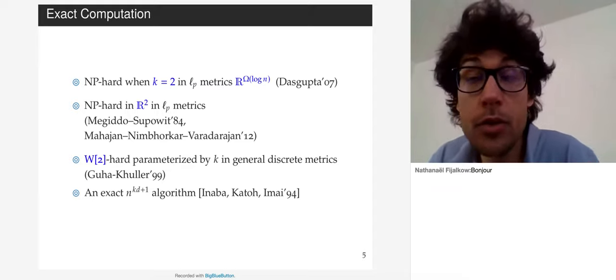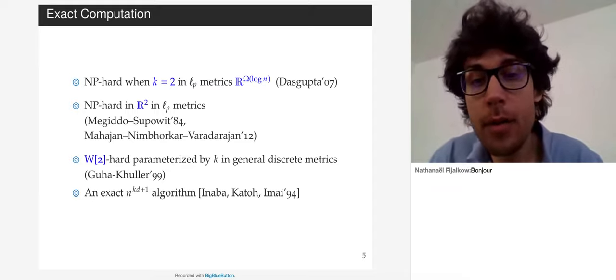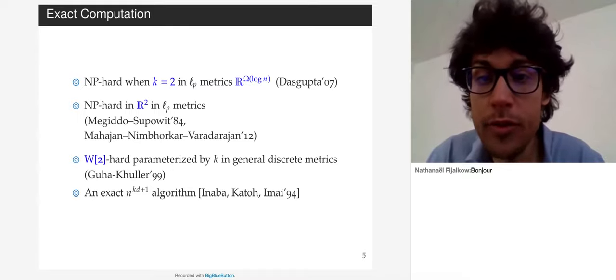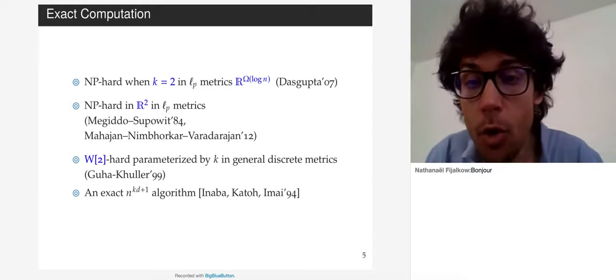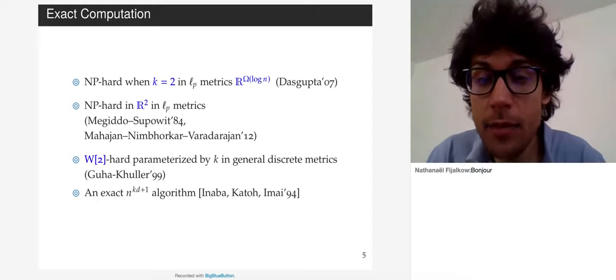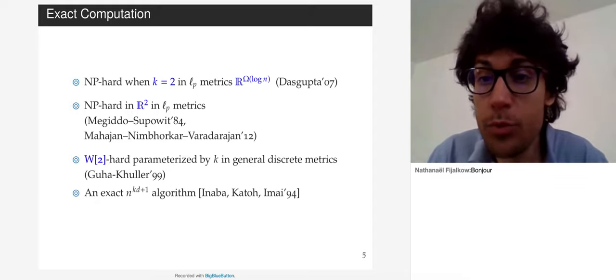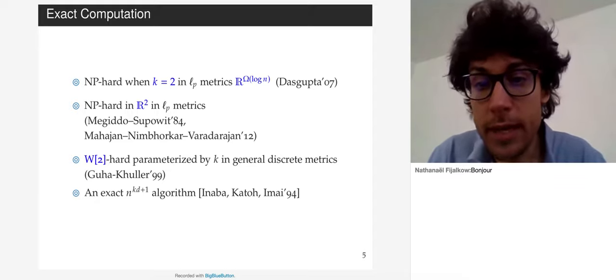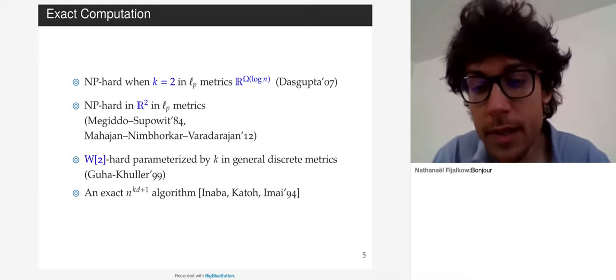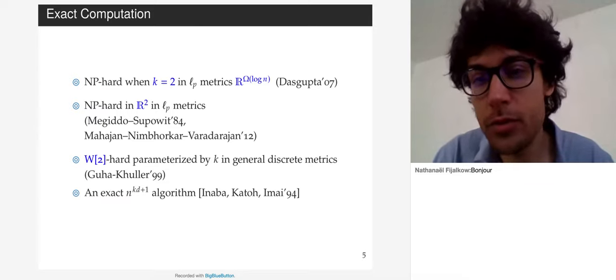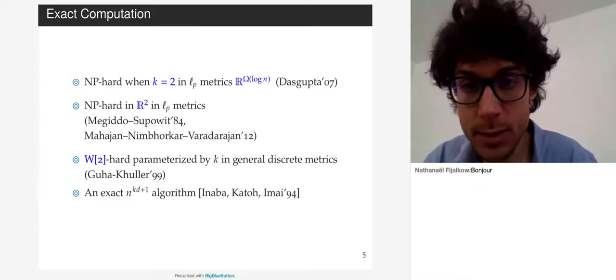It means we don't really hope to have better than an n to the little o of k algorithm for solving this problem. Basically, you can always solve it in n to the k, because you just enumerate all possible subsets of size k for your centers, and then you take the one that is the best. So n to the k is something you can do. And W2-hardness tells you that n to the k is more or less the best you can hope for in general metrics.